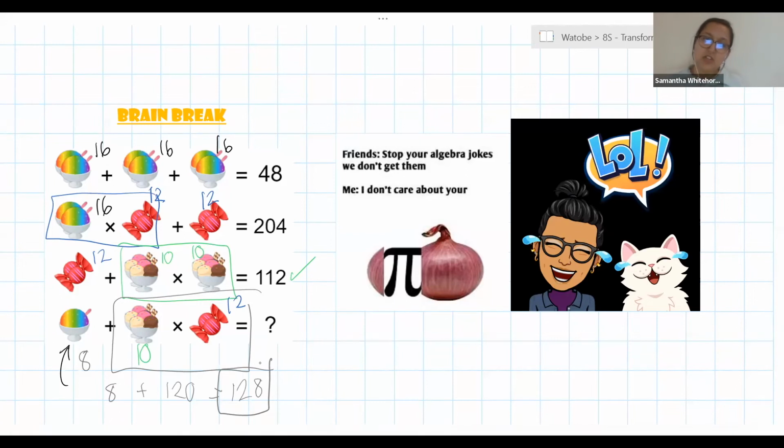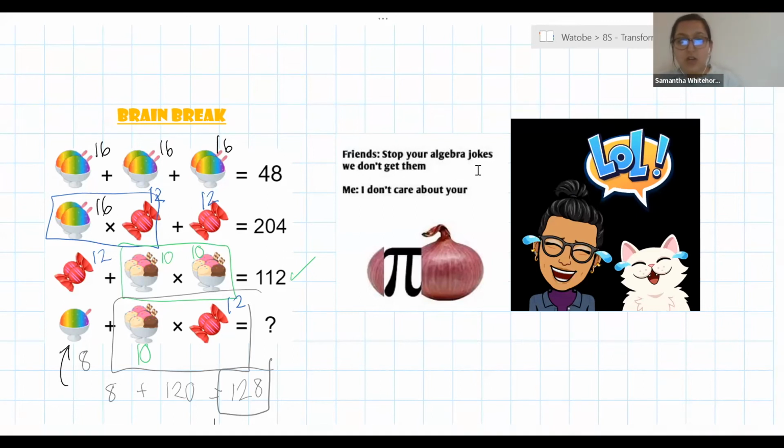Okay, guys, so what we needed to be careful of is the fact that there was only one rainbow ice cream. So 2 rainbow ice creams were 16, 1 is then 8. So it was 8 plus 10 times 12. And we need to do that multiplication first because according to my order of operations, that is what I need to do.